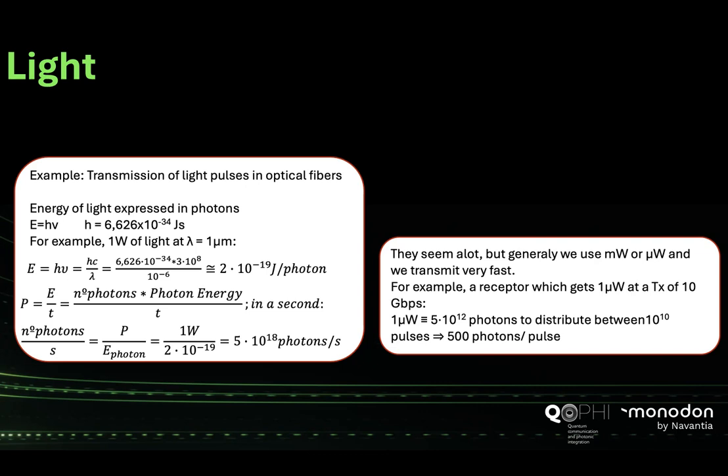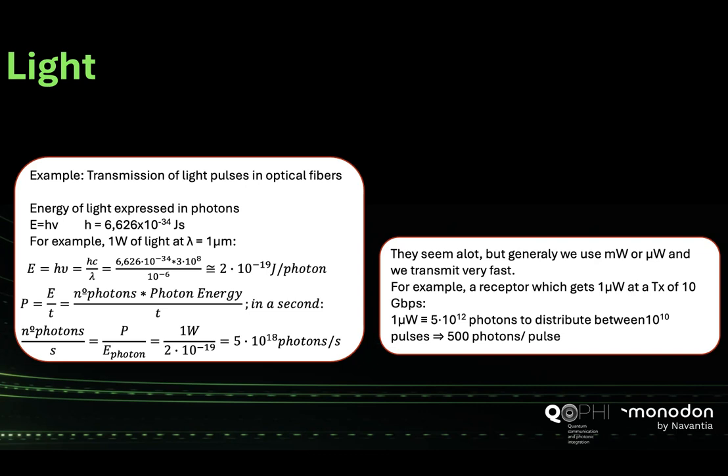Even though those numbers are huge, communication systems are incredibly efficient. In real-world data transmissions, we don't need billions of photons per signal. We can work with surprisingly small amounts. For example, a receiver detecting just 1 microwatt of power at 10 gigabits per second might only receive around 500 photons per pulse, and that's enough to reliably transmit data.